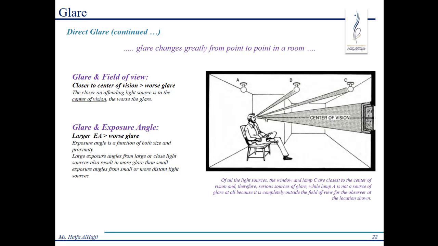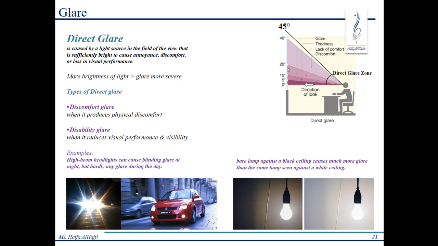Now, as we can see, the exposure angle is a function of both size and proximity. For example, in here, this source of light, and this source of light, and this window. These three lights are causing glare to his eyes. This one's very bright, so when he looks at it directly, this is the major glare source. Now, the glare caused by the C location is going to cause glare also, but it's going to be more of the lack of comfort type. Now let's talk about the third one, the B one. It's going to be somehow on the edge. Maybe it's going to be somewhere comfortable there.